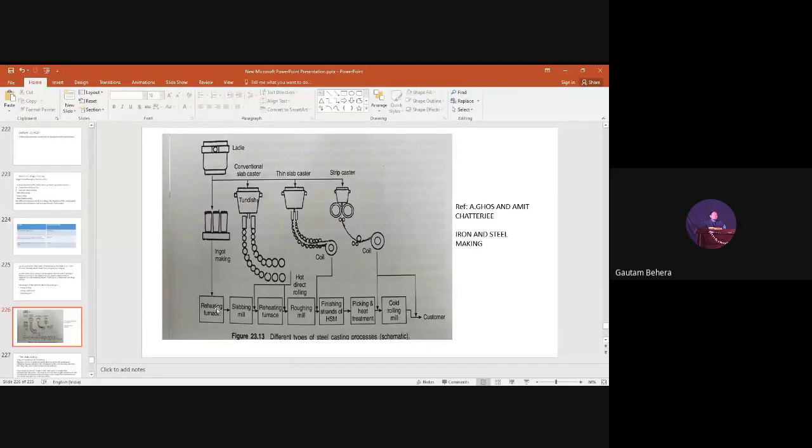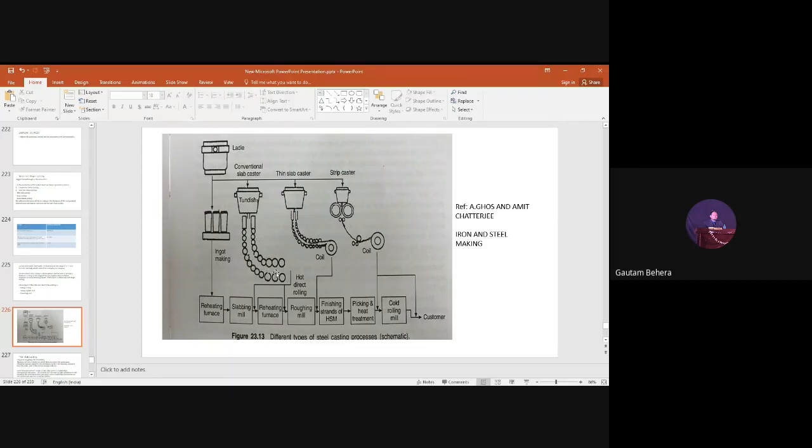So you can see, if we are using the most conventional route, that is the ingot casting route, we have to use a lot of intermediate processes to finally get a strip and finally get a rolled product which will be sold to the customer. But then the next process comes, that is continuous casting. You can see this part.